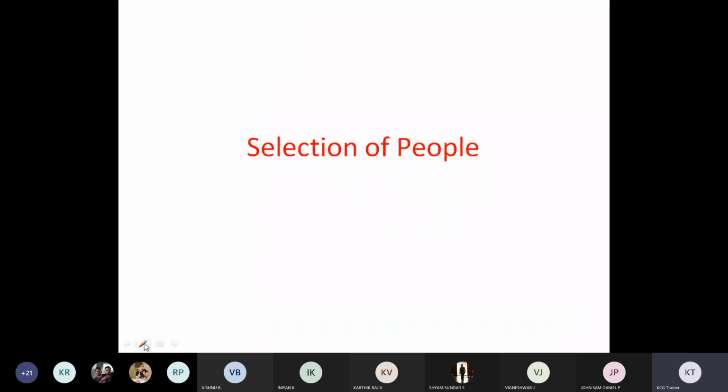So I was telling you, selection of people is of three types. This is the topic from combinations. There are three types. First one is direct. Next condition. The next one is tricky.